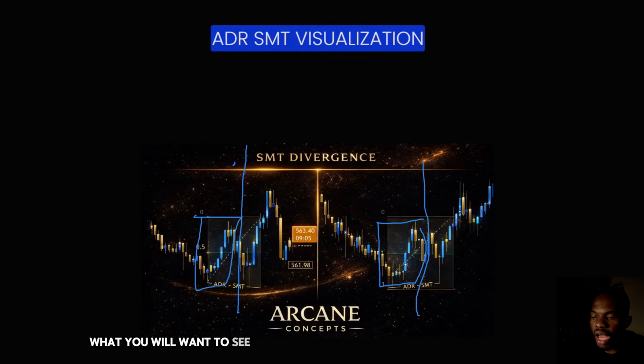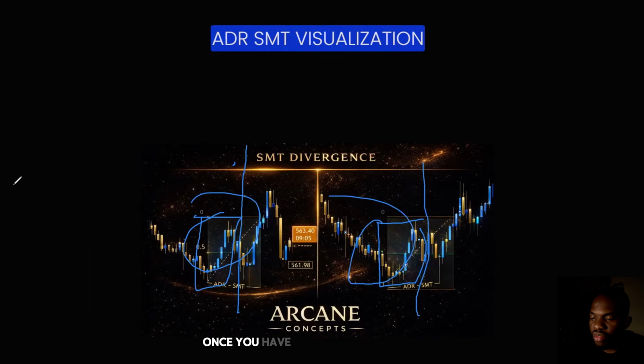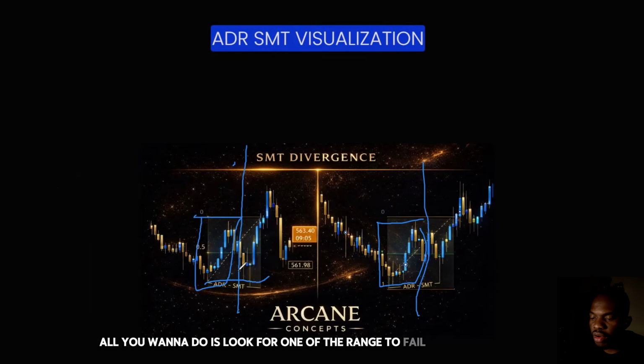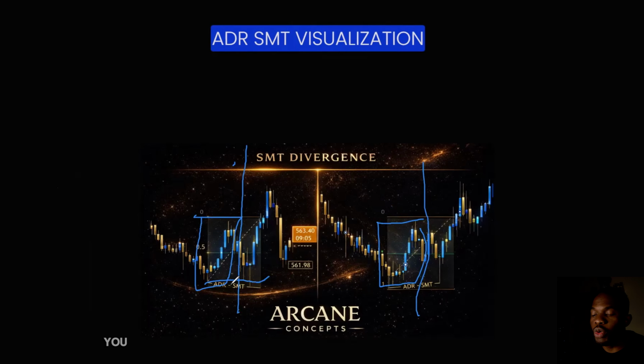What you will want to see happen once you have a range, this price action right here and this price action right here. Once you have that, all you want to do is look for one side of the range to fail and then see the liquidity of the low of that range being swept. If you are looking at a buy scenario, that's what you will look for here. You will look for the low of an ADR to be taken out. Meanwhile, the low of the opposite ADR does not get taken out.